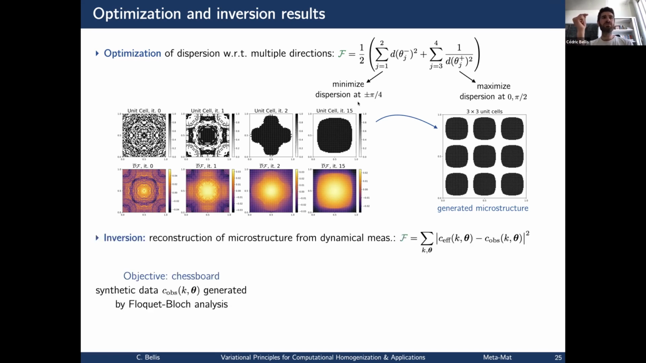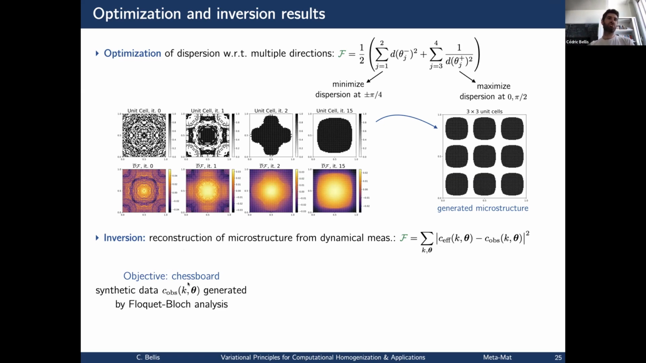But we can also use that tool to do some inversion. So typically to reconstruct, to identify a microstructure from some macroscopic dynamical measurements. So let's say that we have some macroscopic dynamical observables. We can try to minimize the misfits between these observables. So just let me show you an example.